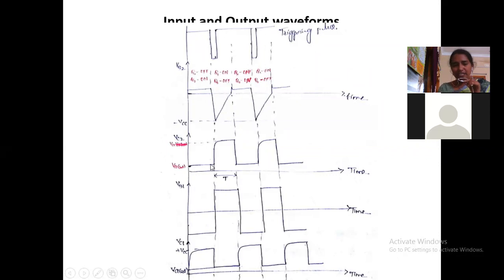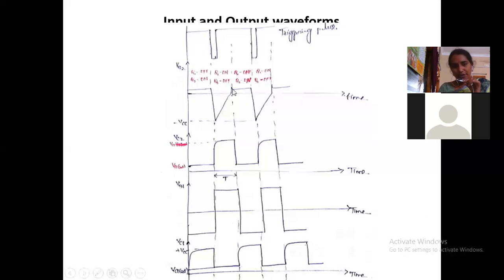By giving an external triggering pulse, transistor Q1 enters saturation and Q2 enters the off state, right? So when transistor Q2 is in the off state, the output voltage is equal to VCC. So the output voltage of transistor Q2, which is VC2, is equal to VCC, right?